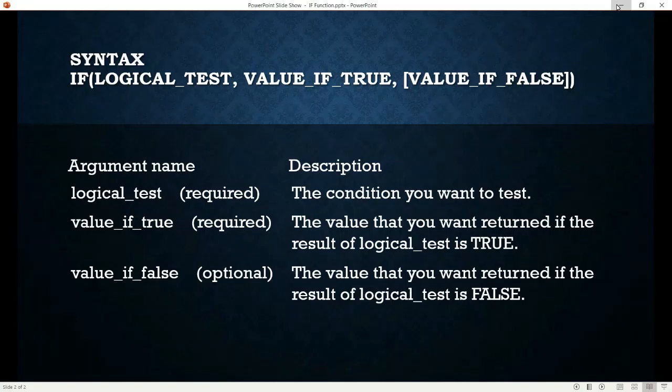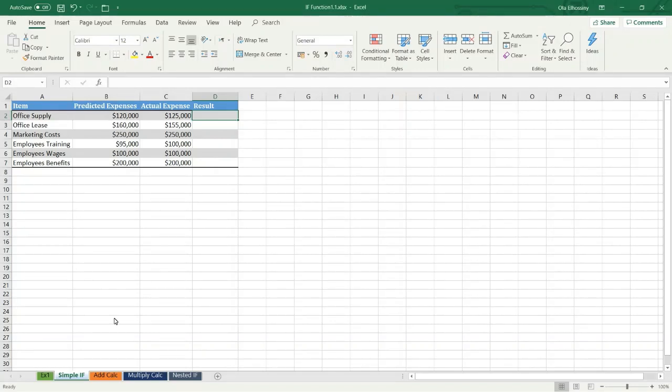Let me show you an example. In this example, I want to compare between the actual expenses and the predicted expenses. And if the actual expenses is greater than the predicted expenses, I want to return over budget. Otherwise, I want to return within budget. The first step, I select the cells which I want to type over budget or within budget. Then I click insert function like this.